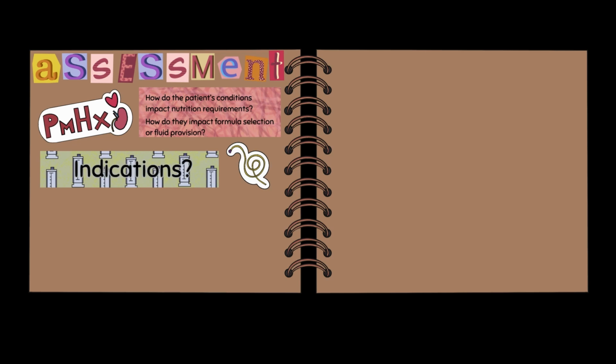Take a look at the patient's weight, height, and BMI. Consider the patient's weight history. Have they lost or gained recently? How much? Do you want to base your tube feed order on an actual weight or an ideal body weight?